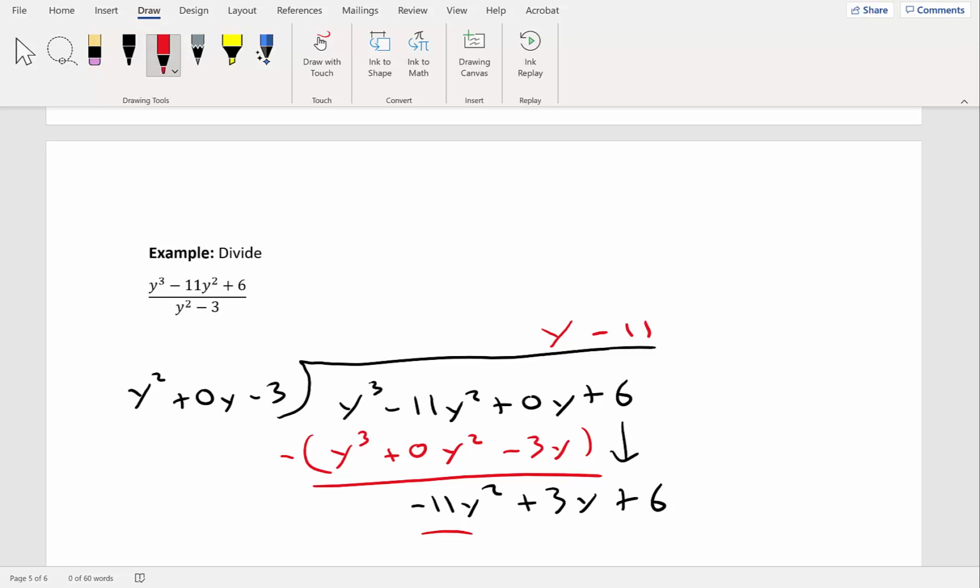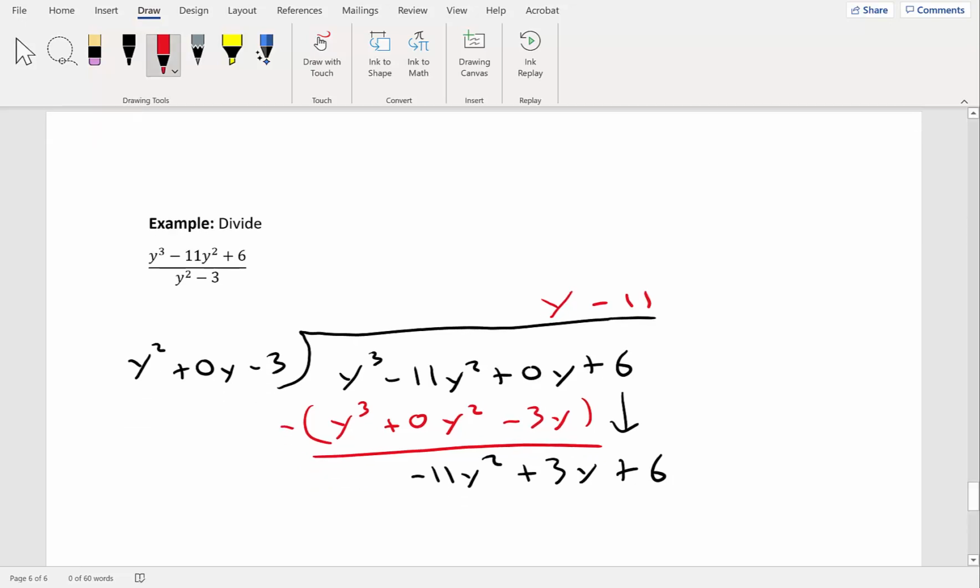And now let's go ahead and multiply it out. So negative 11 times y squared, I get negative 11y squared. Negative 11 times 0y, that just gives me 0y. Negative 11 times negative 3 gives me positive 33. Now let's go ahead and subtract.